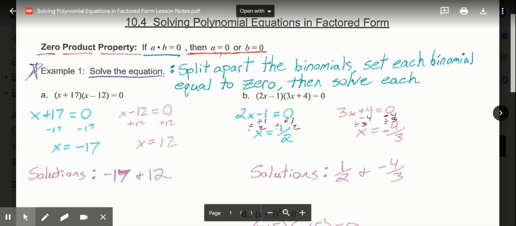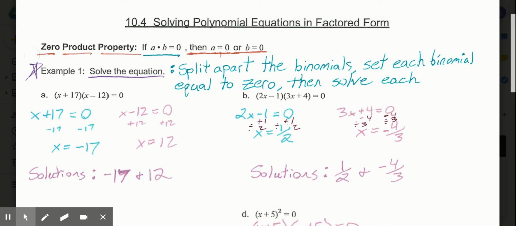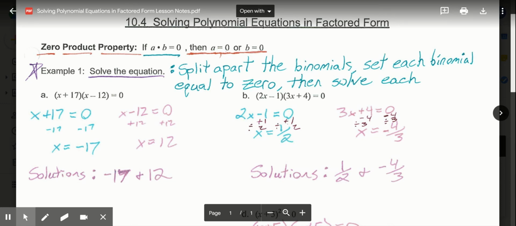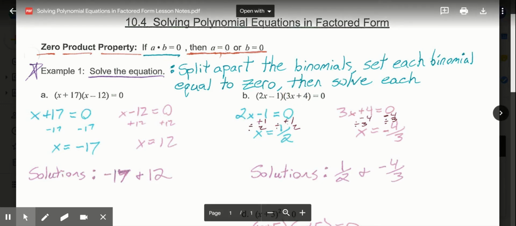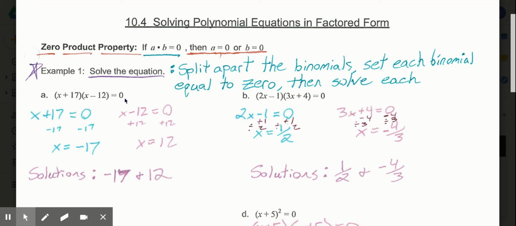In B, you'll see also, even though we have coefficients attached to x, we have two binomials, 2x minus 1 and 3x plus 4 equals 0. If it's a binomial times a binomial equals 0, this first binomial could be a, the second one b, if we're looking at the zero product property. Two different values being multiplied equals 0, so we can use the zero product property to solve.